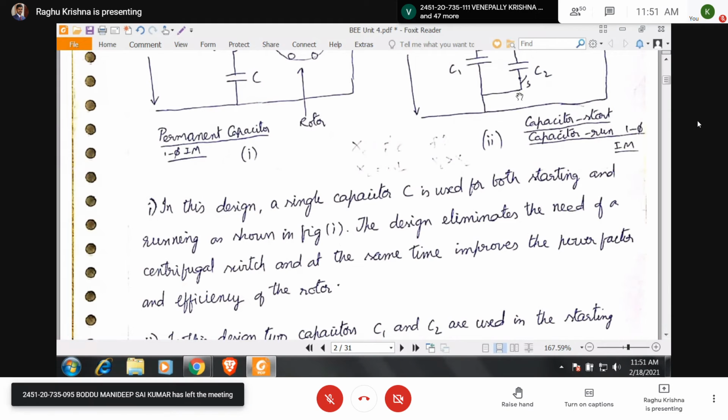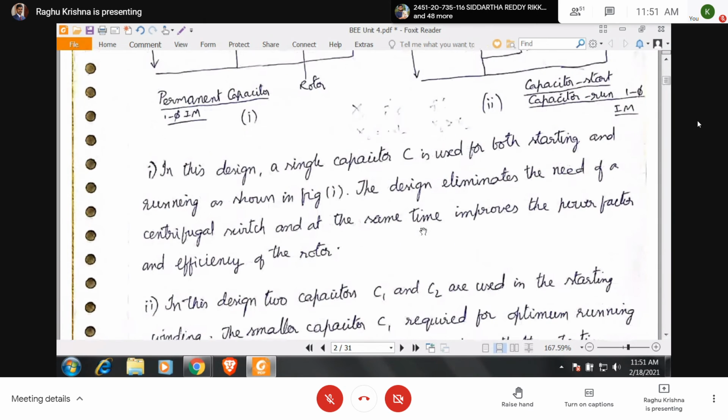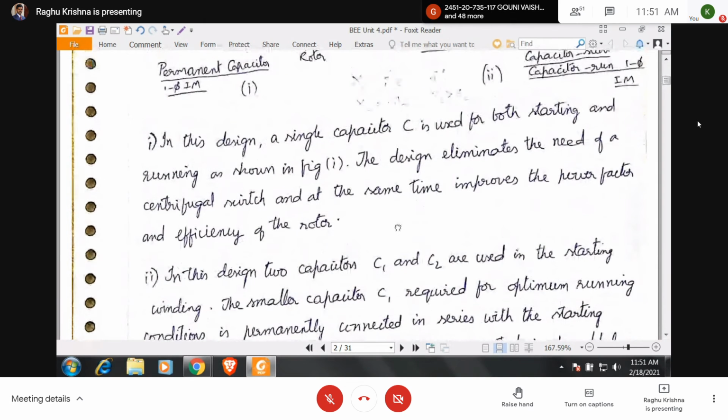In the second method, a centrifugal switch is used. When the rotor attains sufficient speed, the centrifugal switch gets opened. So the first figure, the permanent capacitor single phase induction motor, eliminates the need for a centrifugal switch and at the same time improves the power factor and efficiency of the motor.